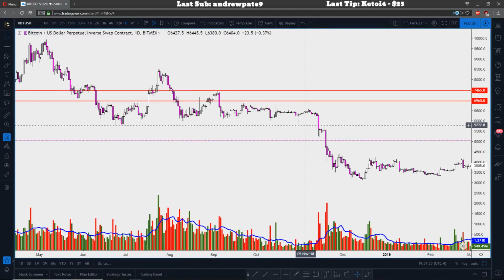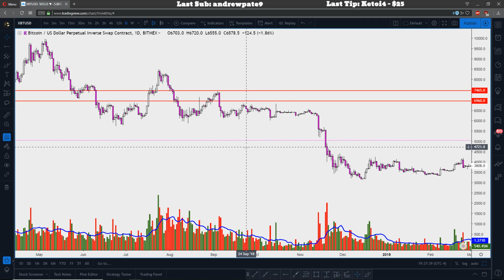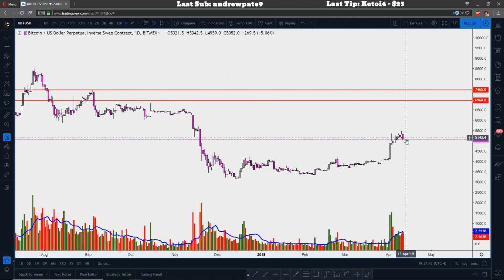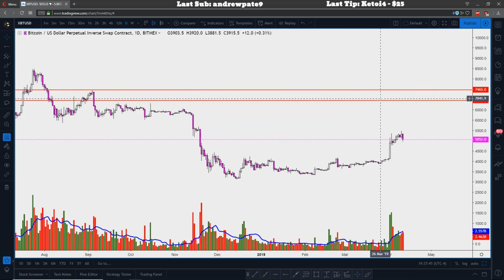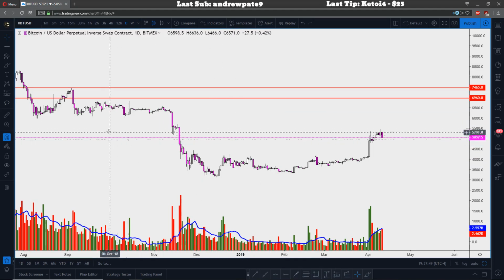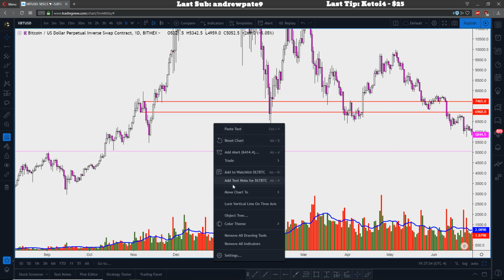Okay, so now we're not being respected anymore. So now I'd get rid of these levels. They're no longer being respected. I mean, they might be respected if we come all the way back. So if you really wanted to leave them there, you could. But in your current market structure, you don't really need them. So now I get rid of these levels.